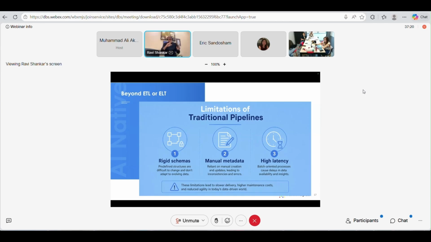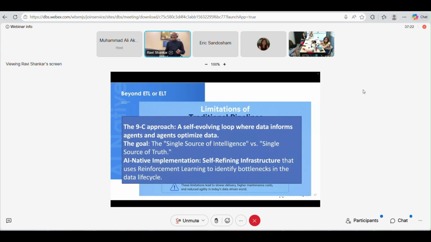Have you paralyzed that ingestion? So, rather than single source of truth, now we are moving to single source of intelligence. A self-refining infrastructure. And a great technology you can use, reinforcement learning. And add a human factor also, you will get an HLRL, human loop-based reinforcement learning. When it is learning, it is asking for human intervention, and you are telling it, approve, okay, go ahead, and refine it in a better way.